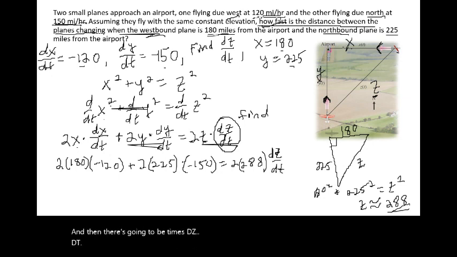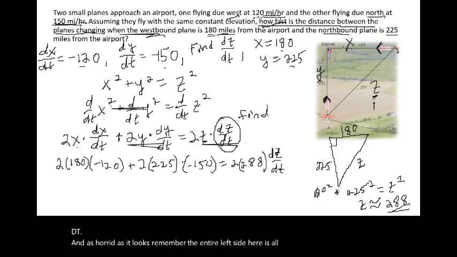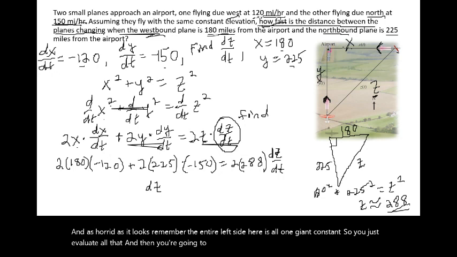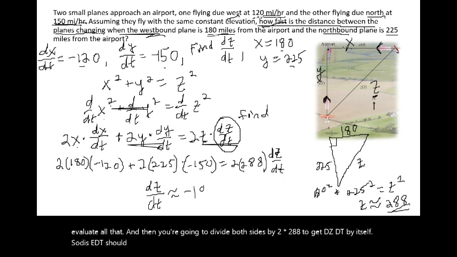And as horrid as it looks, remember the entire left side here is all one giant constant. So you just evaluate all of that, and then you're going to divide both sides by 2 times 288 to get dz/dt by itself. So dz/dt should be approximately, or somewhere in the ballpark of, negative 192.